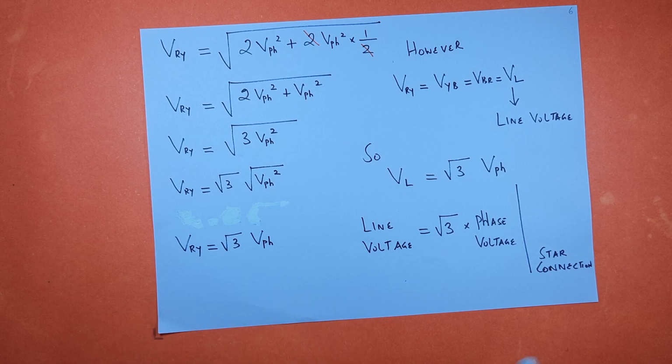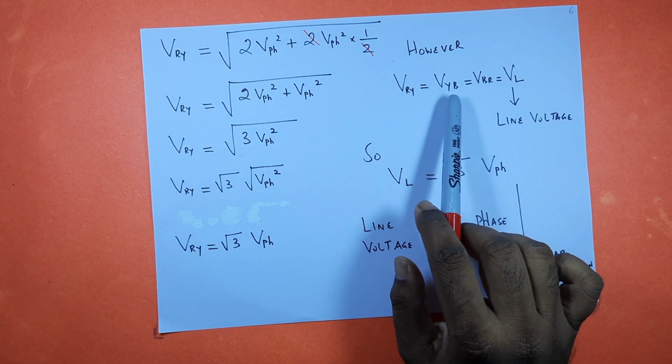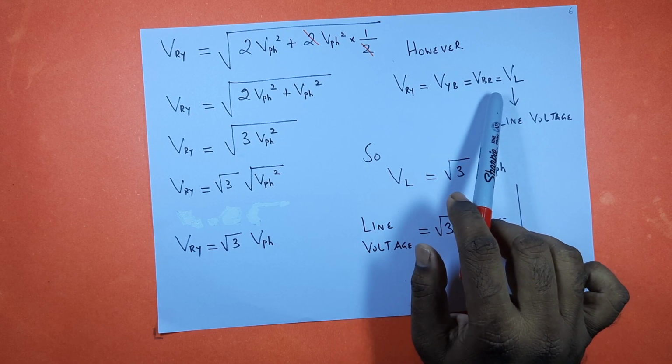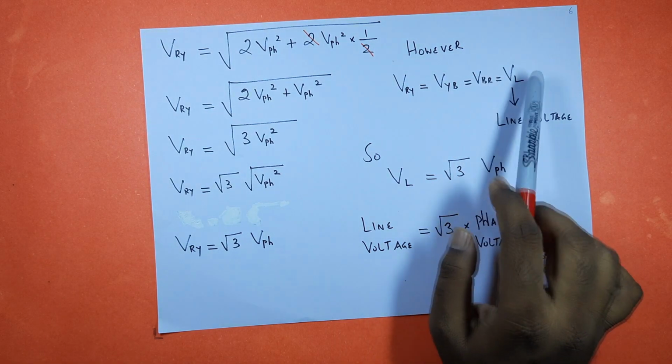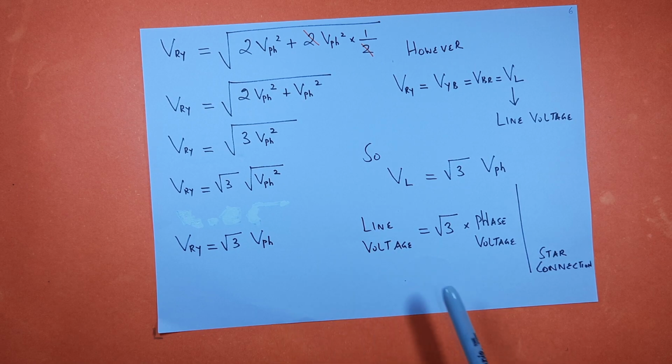So this is for one phase, but we are assuming a balanced system. That means the line voltages VRY equal to VYB equal to VBR equal to one line voltage, right? So I can write in terms of line voltage, VL equal to root 3 V phase. In other words, in a balanced star connected system, line voltage equals root 3 times the phase voltage, right?